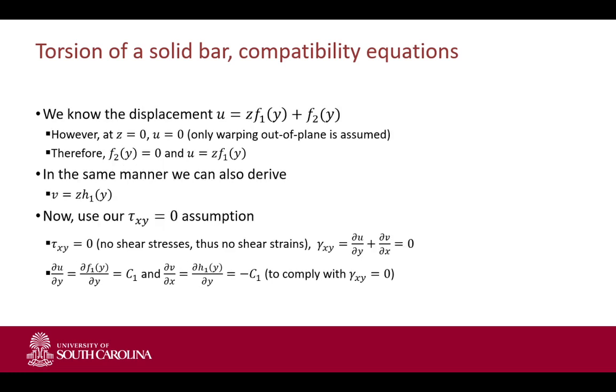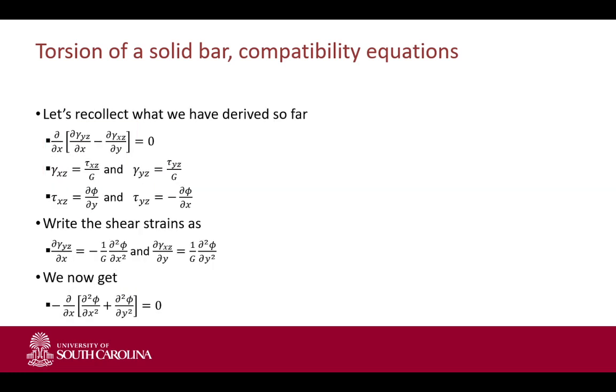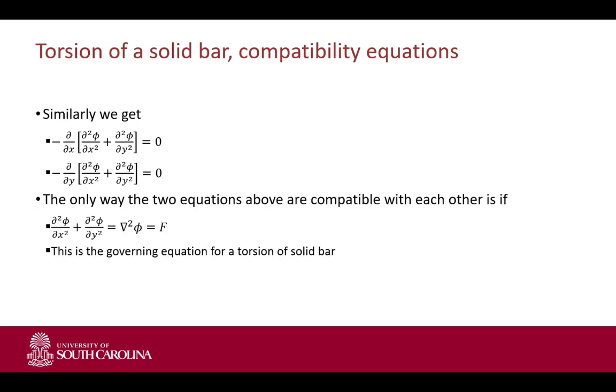And by going through the assumptions and the information that we have, we could come up with a compatibility equation for the torsion case. We basically say that the compatibility equation for the torsion case is the second order derivative of phi with respect to x plus the second order derivative of phi with respect to y must be equal to a given constant. And if that's true, then the function of phi that we have chosen to be the solution of our problem satisfies both the stress equations and the compatibility equation simultaneously.